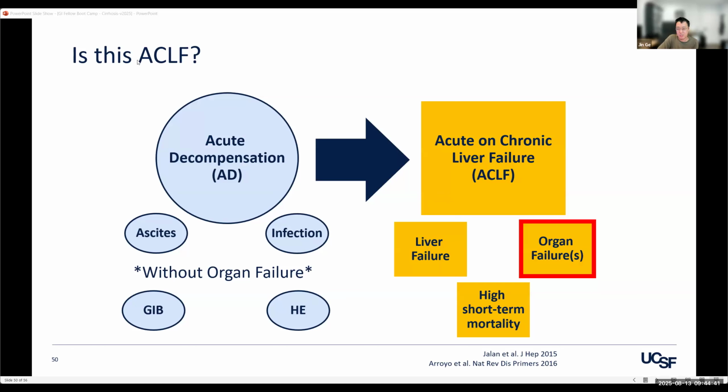This is a talk that we'll save for another time because it's a more advanced topic. But we talked mostly about acute decompensations in this talk, which is ascites, infection, GI bleeding, and encephalopathy without end organ failure. ACLF is defined as basically you have an acute decompensation, you also have extrahepatic organ failures, as in renal failure, being in shock, or brain failure with severe encephalopathy, and you have a high short-term mortality.